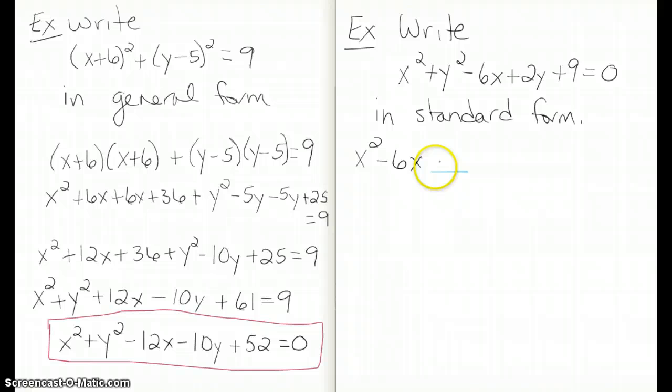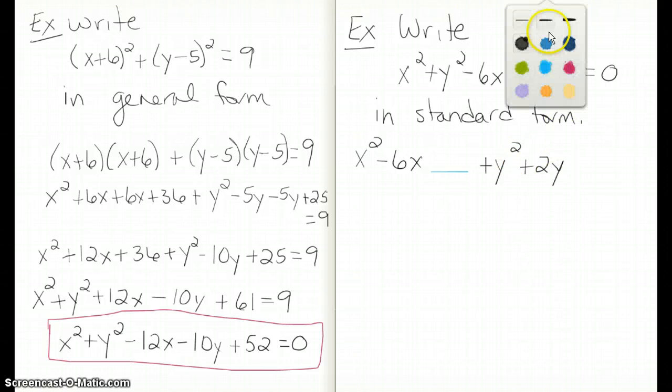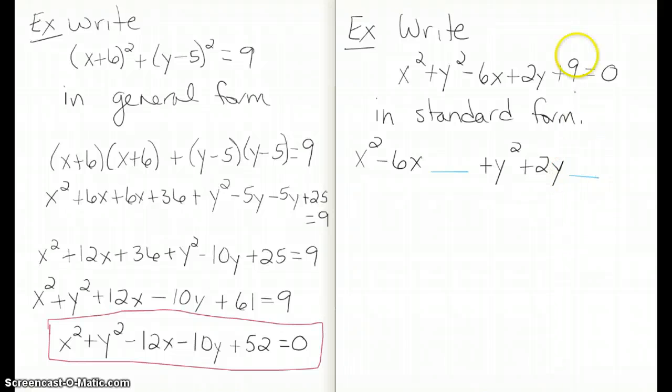Okay. So x squared minus 6x, space, plus y squared plus 2y. And I'm going to put another space. Again, you'll see why in just a few seconds. Plus 9 equals 0. Okay, so the process of completing the square means that you take two terms like this right here, and you figure out what a number needs to be to go right here, so that these first three terms here will turn into a binomial squared when you factor them.